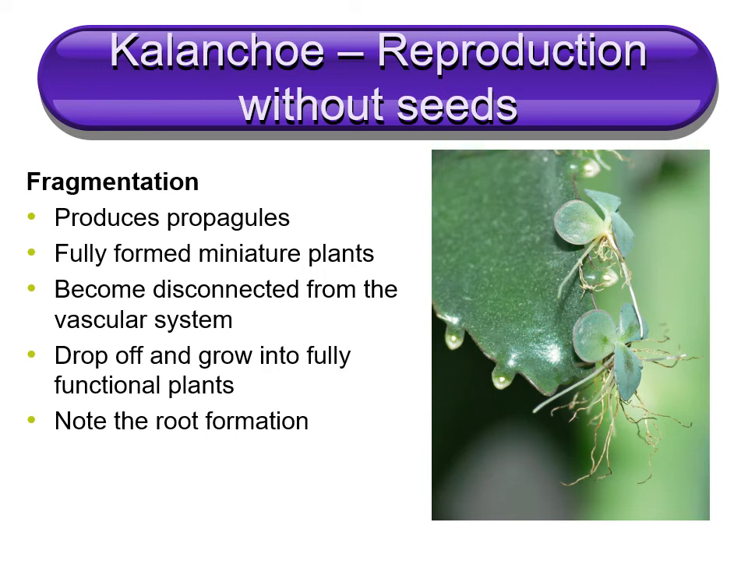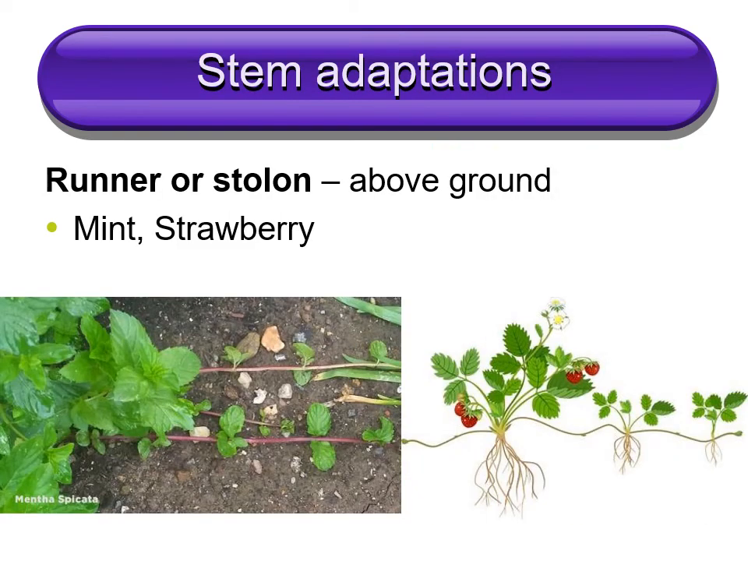Not that many plants are able to do that, but it's pretty cool, so we bring it up. Now, stolons, or sometimes referred to as runners, are a stem adaptation that grows above the ground. And just like in a strawberry, it will touch the ground, and where it touches, it will root out, producing another young plant. Mints do this as well, as they try to take over the ditch around your house.